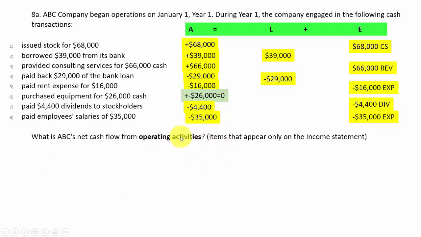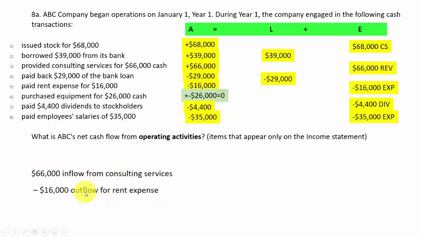So operating activities would be $66,000 from consulting services, that's revenue, minus the outflow for rent expense, which is $16,000 that we paid, minus the salary expense we paid for $35,000. So combining all these things together, our net cash flow from operating activities would be $15,000, and it's a plus, so it's an inflow.